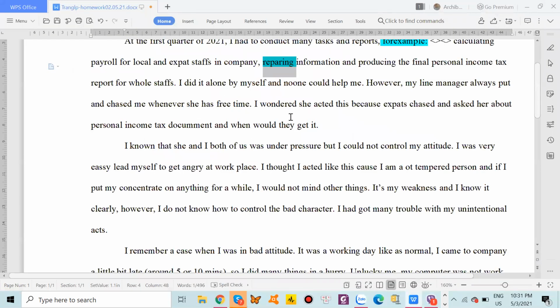I wonder whether she acted like this because the expert is a word which you use for the very second time. So if you start to use something for the very second time, please put the before the noun. So here, I wonder she acted like this because the experts changed and asked her about somebody's personal income tax document, and when would they get it.